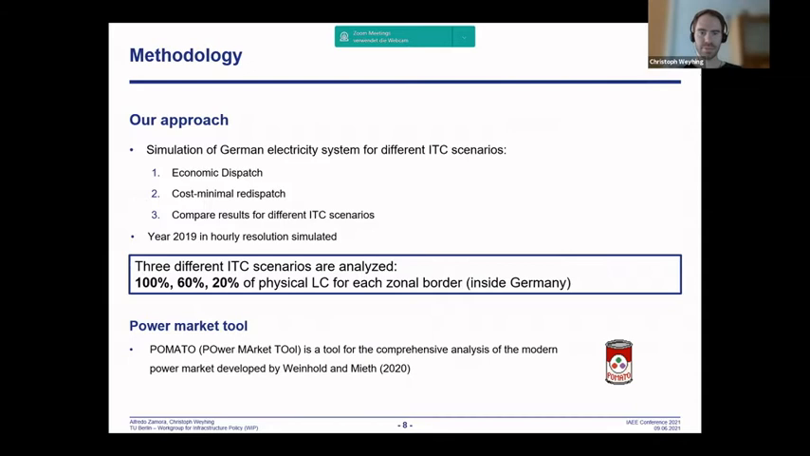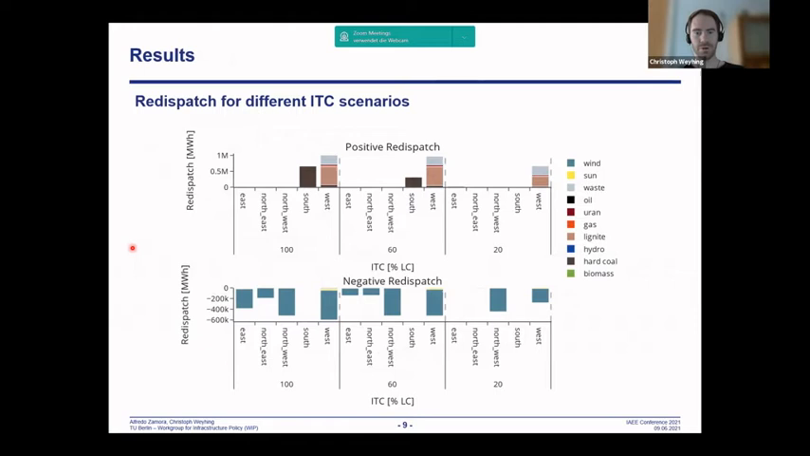So let's look at the results. First, have a look at the redispatch amount, and we split this graph into positive redispatch and negative redispatch, and you see the results for the different scenarios. So 100% has high exchange capacity between zones, and 20% has low exchange capacity between zones, and you see the five different zones. And we see positive redispatch in the south and in the west of Germany. In the south, mostly hard coal is used, while in the west, it's mostly lignite.